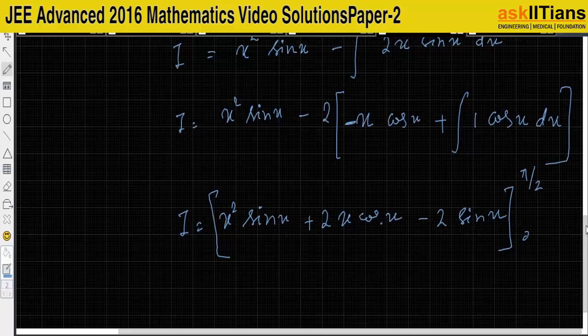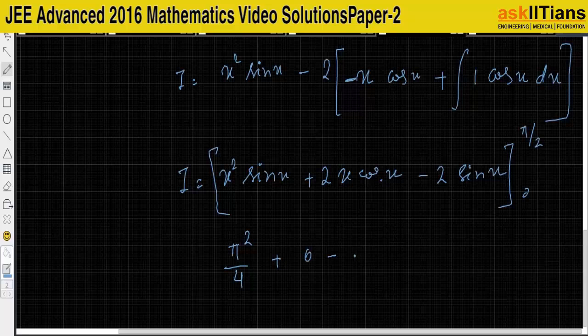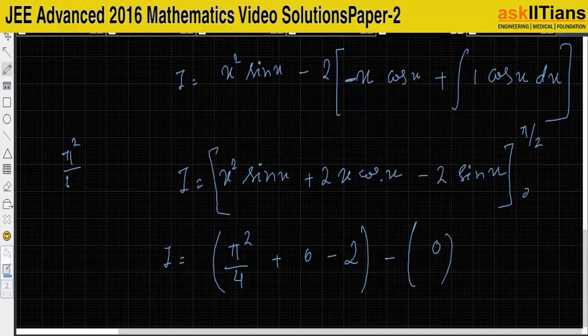So if I put x equal to pi by 2, I'll get pi square by 4 plus this term will become 0 minus 2 this thing minus, if I put x equal to 0, I'll get everything as 0. So your final answer will be pi square by 4 minus 2. This will be the value of I.